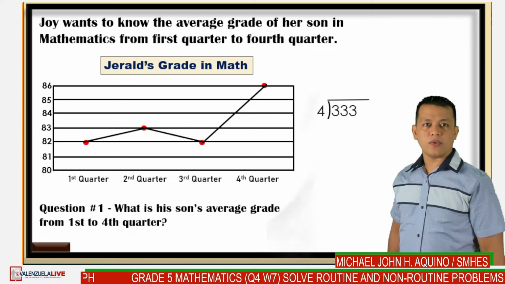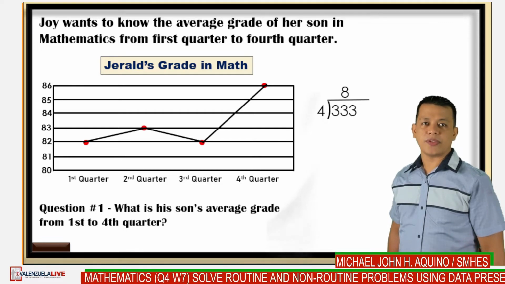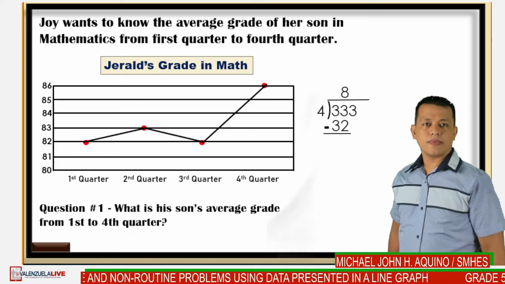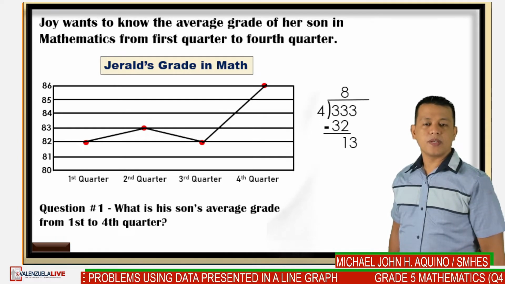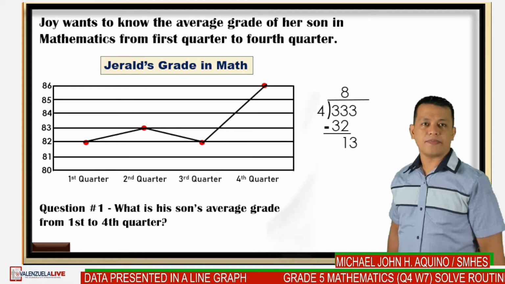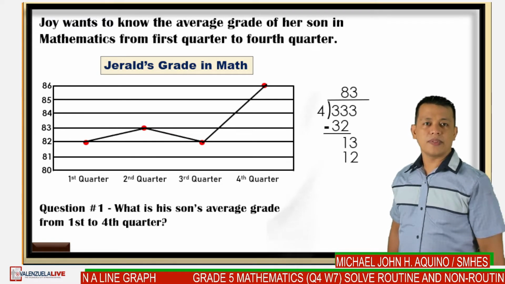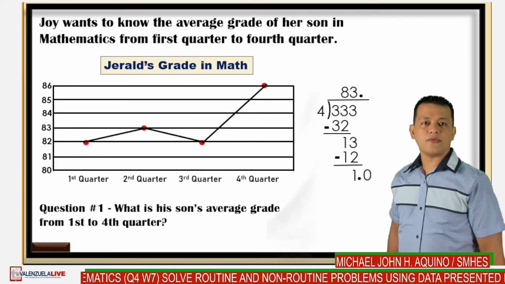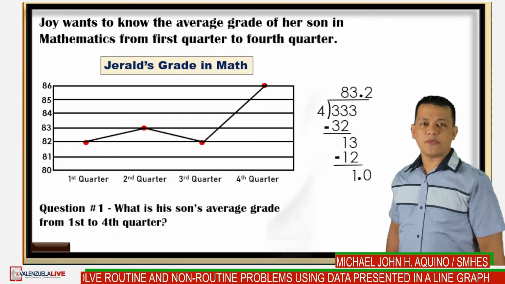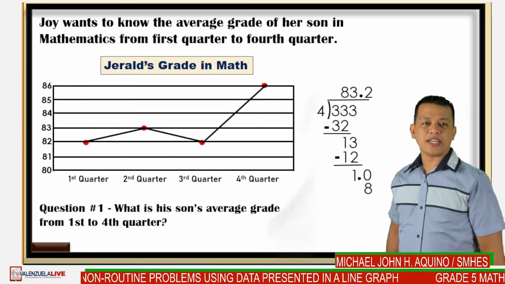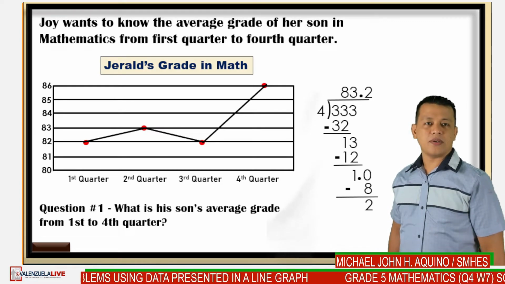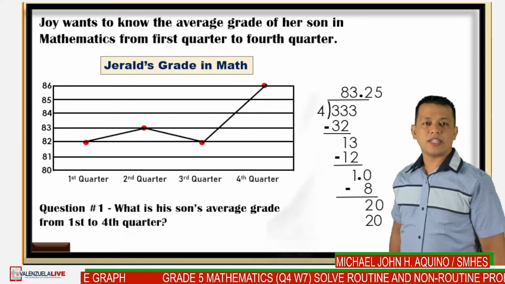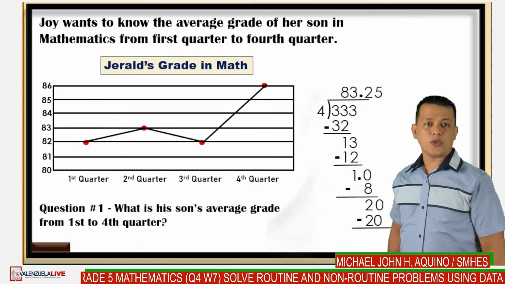33 divided by 4 is equal to 8. 8 times 4 is equal to 32. 33 minus 32 is equal to 1. Then bring down 3. 13 divided by 4 is equal to 3. 3 times 4 is equal to 12. 13 minus 12 is equal to 1. Bring down 0. 10 divided by 4 is equal to 2. 2 times 4 is equal to 8. 10 minus 8 is equal to 2. Then bring down 0. 20 divided by 4 is equal to 5. 5 times 4 is equal to 20. 20 minus 20 is equal to 0.